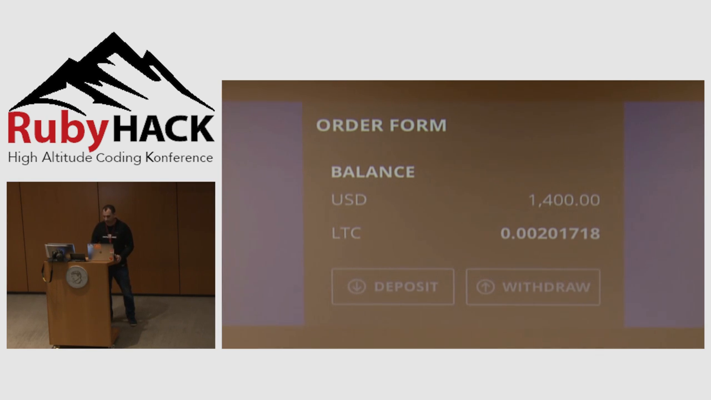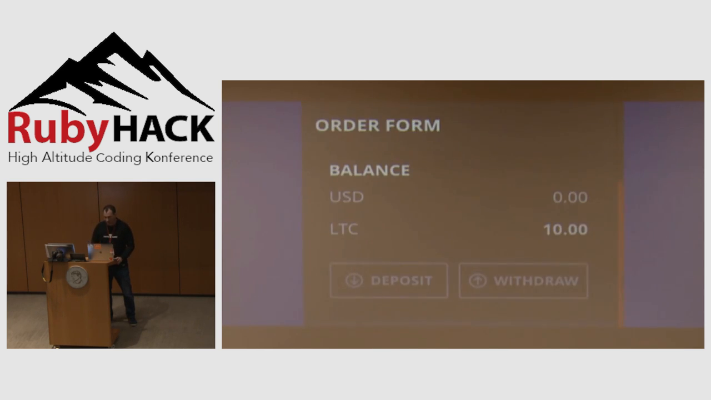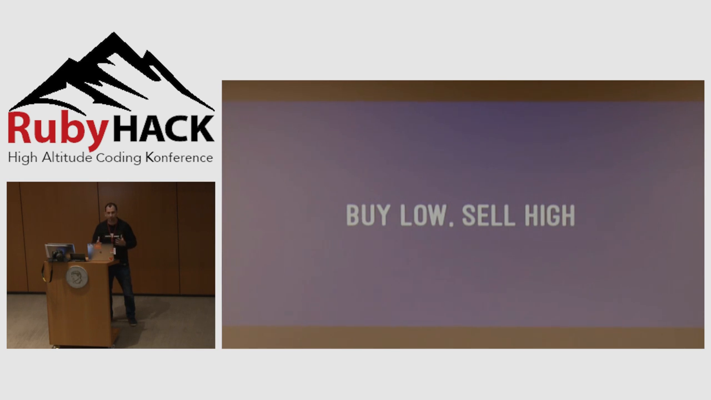So I was like, all right, let's put some money in there and let's buy some Litecoin. With Bitcoin, I feel like I'm going to get screwed, because I have so many friends who have gotten screwed over that, and lots who have made lots of money, okay? So I bought some Litecoin. I bought 10 of them. Okay, cool. So my first strategy was, I just want to play with this. So I was like, buy low, sell high, right?